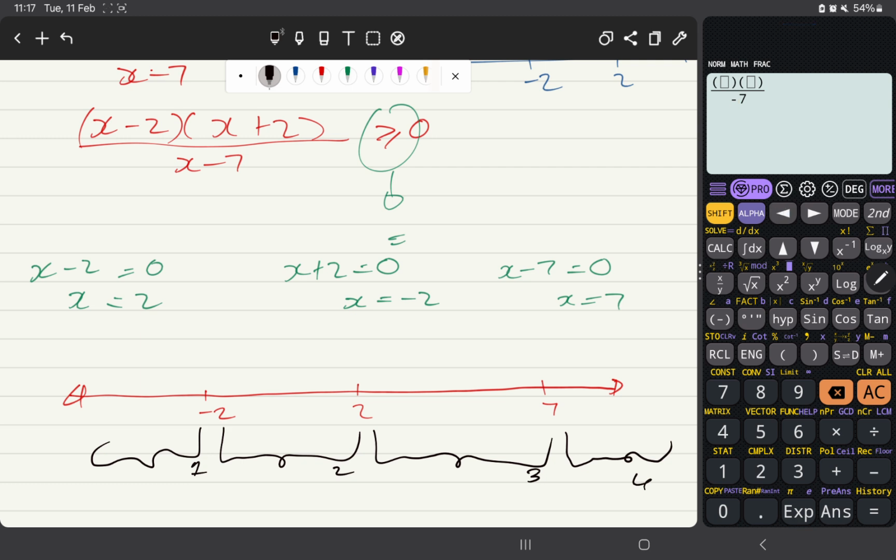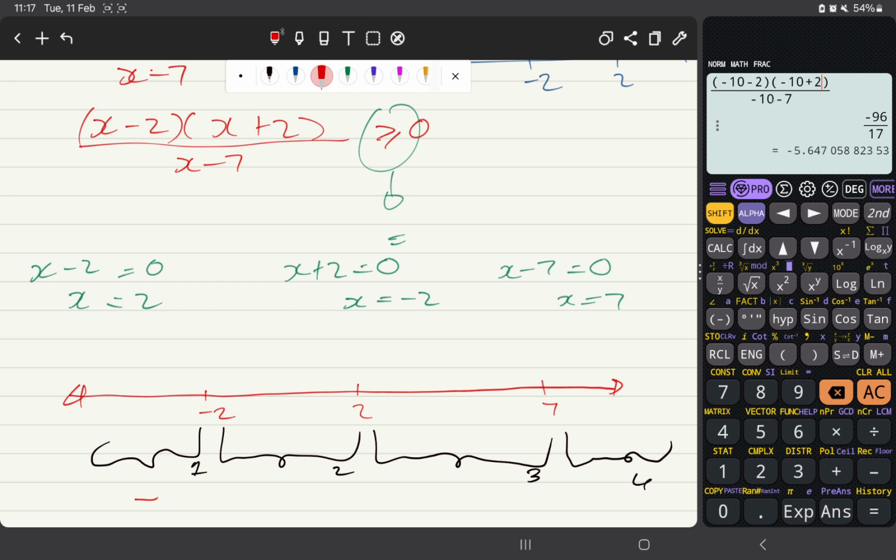Right, so let me take a number below minus 2. I'm thinking minus 10. So here I will have minus 10 minus 2, and minus 10 plus 2. I'm getting a negative value, so cool. Any value below minus 2 is a negative, right?